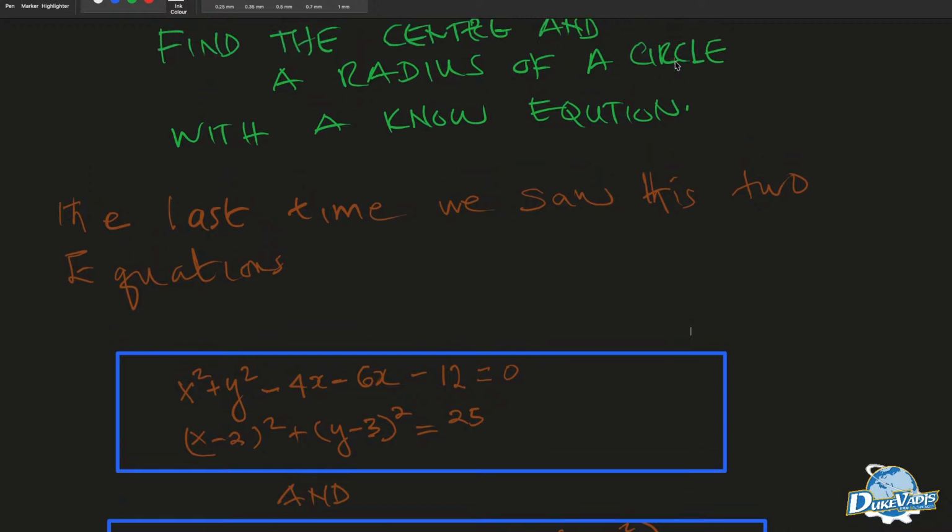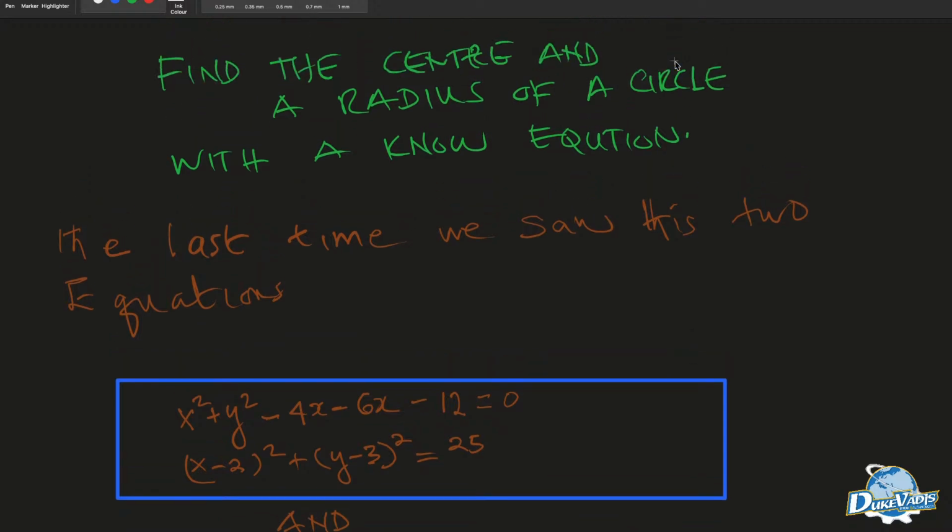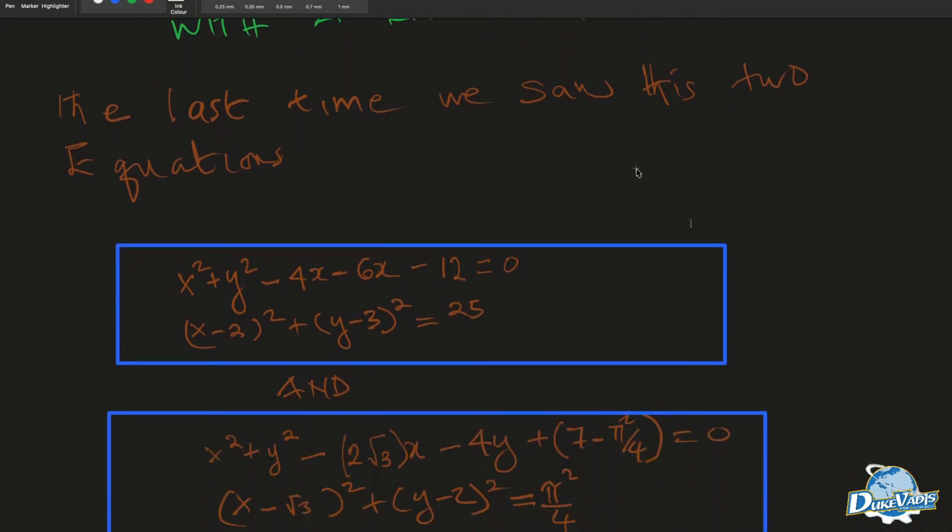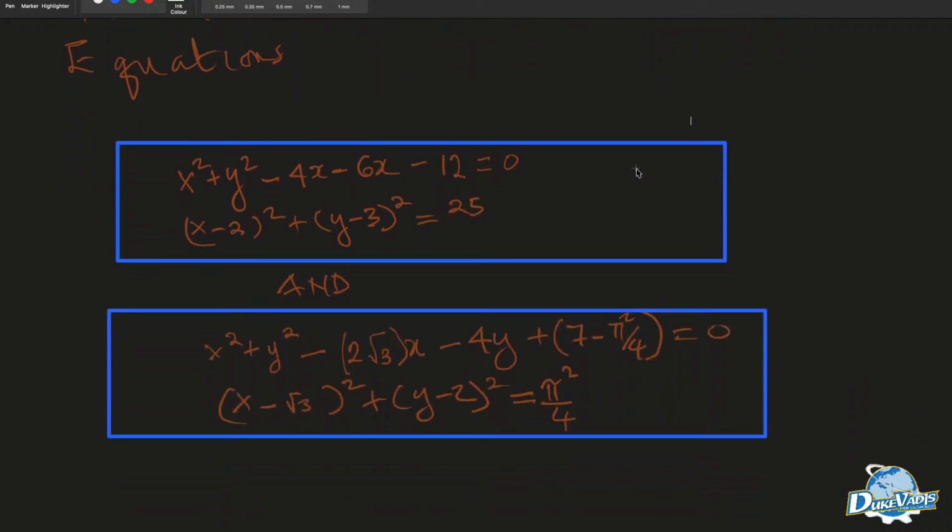Once again, this time around we're looking at how to find the center and the radius of a circle with a known equation. Last time we saw these two equations. As you can see here, our final conclusion was that the equation x squared plus y squared minus 4x minus 6y minus 12 is equal to 0 can also be written as (x minus 2) squared plus (y minus 3) squared equals 25.